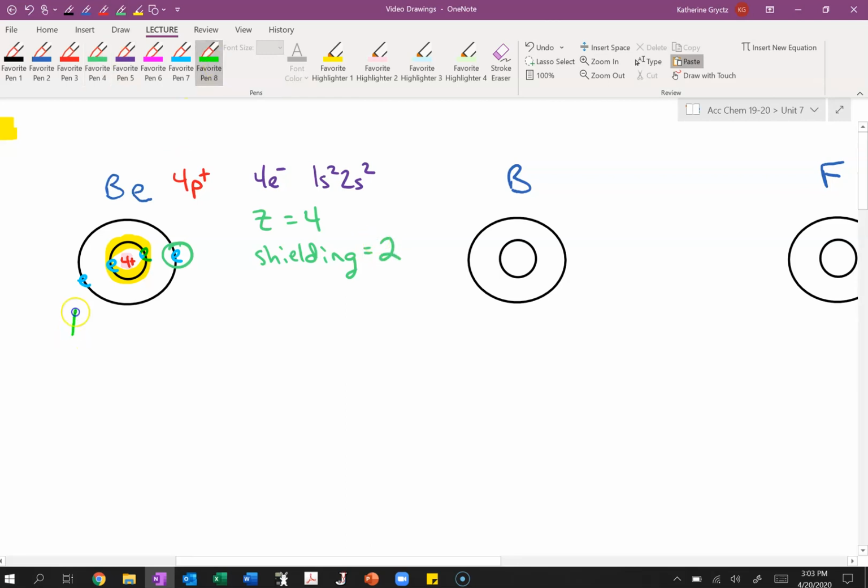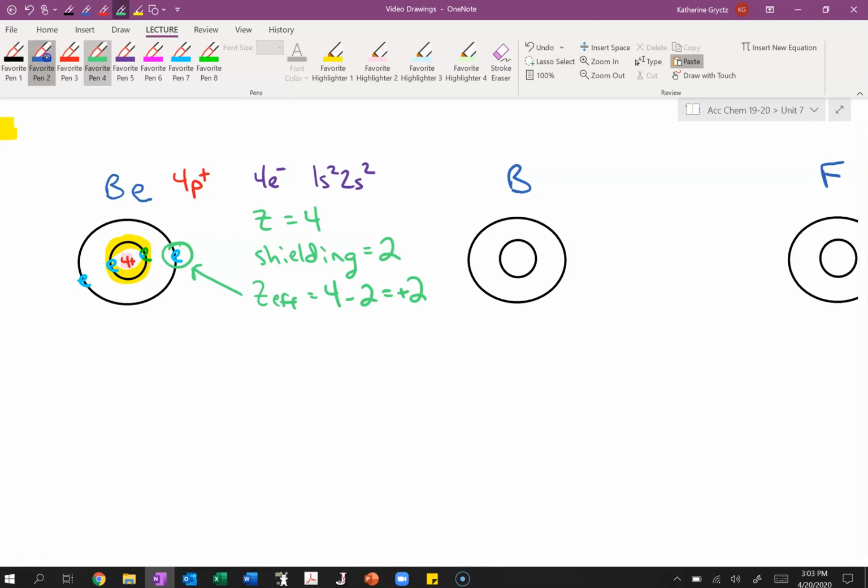So we don't count this guy out here because he's not in between the nucleus and that outer electron. It's at the same distance away. So when we calculate ZF for this electron on the outside, we take our 4 and we subtract our 2 and we get a positive 2. So we're saying that electron on the outside feels the force of 2 protons. Essentially that nucleus has been weakened a little bit because of that shield.